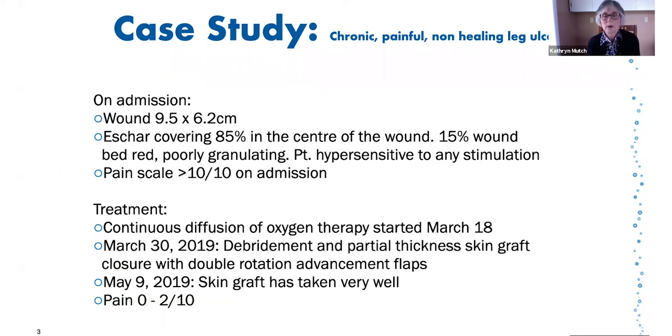So when I did go back to see her the next day, her wound was 9.5 by 6.2 centimeters. Eschar covered about 85% of the center of the wound, 15% of the wound bed. Around it was red, but really poorly granulating, very unhealthy. And again, she remained hypersensitive to stimulation. Her pain was, if I asked her 10, it was way above 10, she indicated. So I'm going to go through some of the treatment plan and how this wound progressed with the use of continuous diffusion of oxygen.